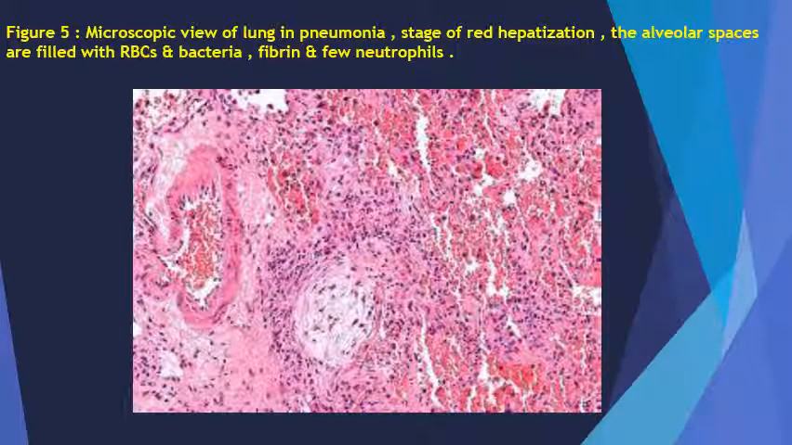This is also a microscopic view of the lung in pneumonia, stage of red hepatization, in which the alveolar space is filled with red blood cells, fibrin, and a few neutrophils. This is the stage of red hepatization. The alveolar spaces are filled with RBCs, bacteria, and fibrin, with a few neutrophils.